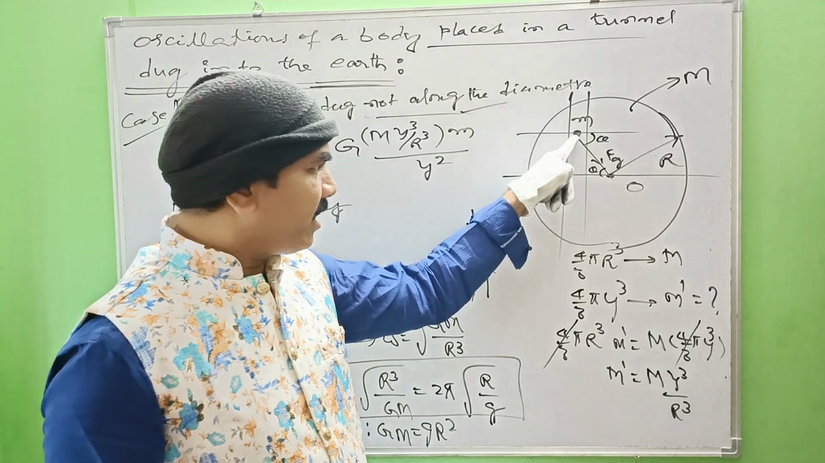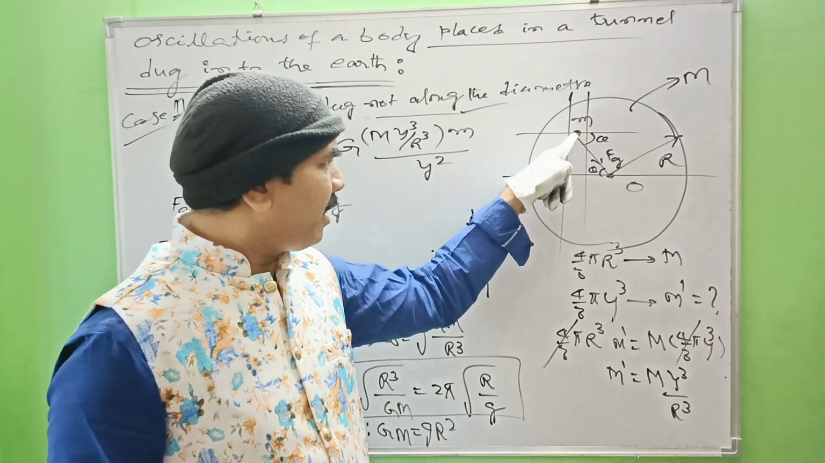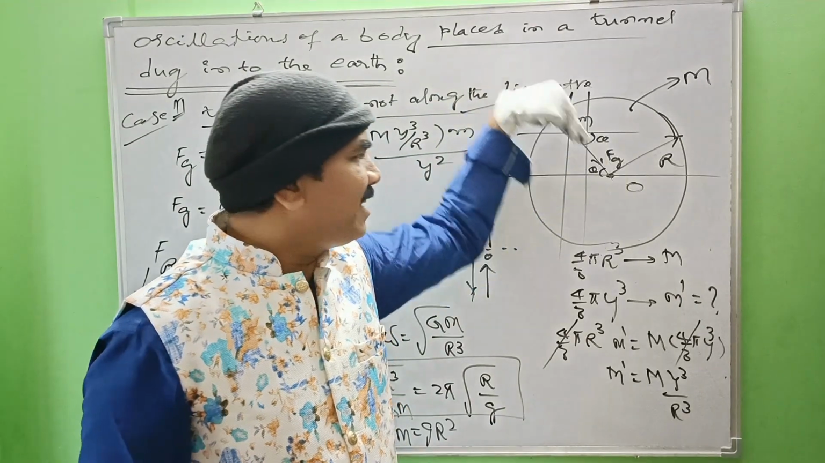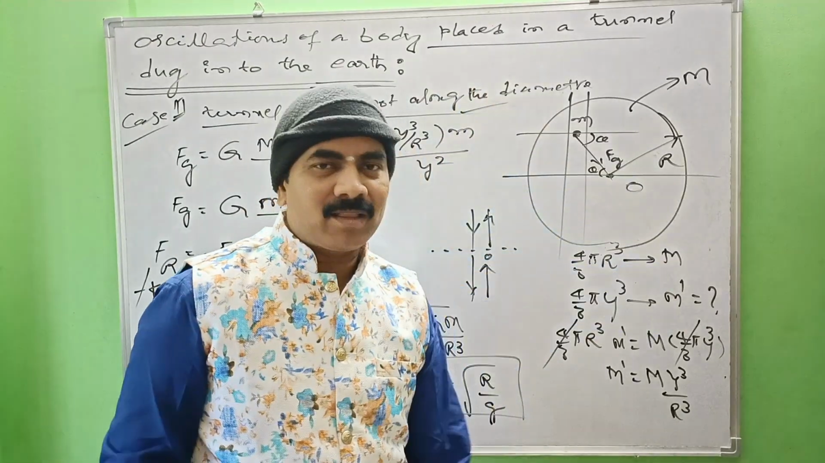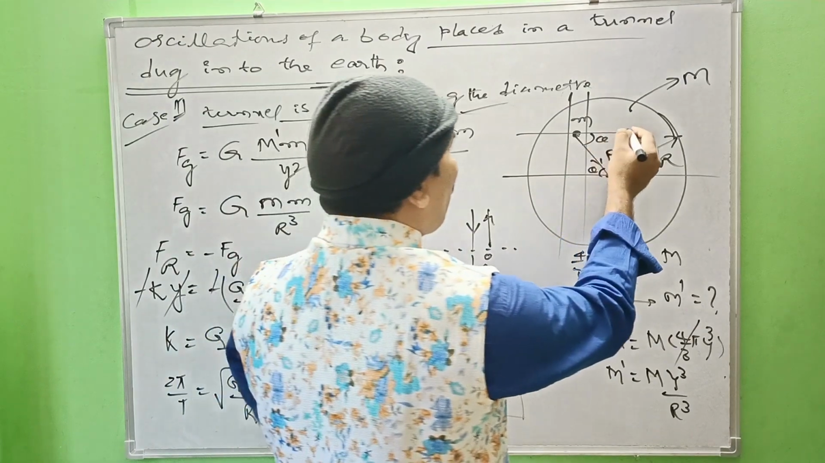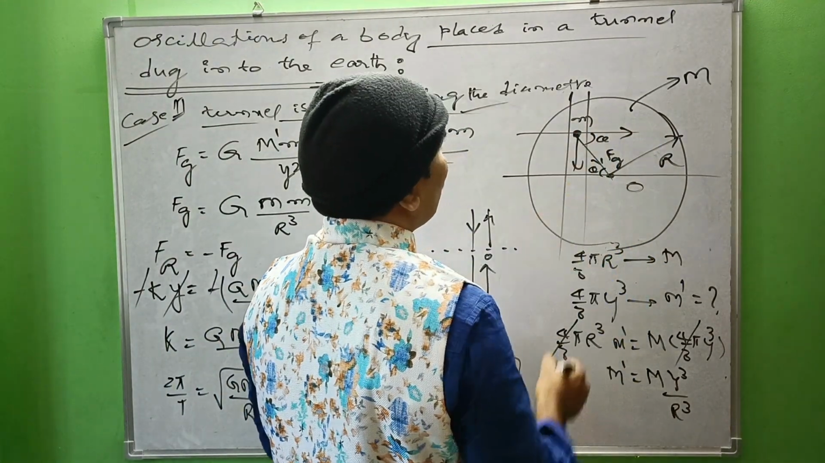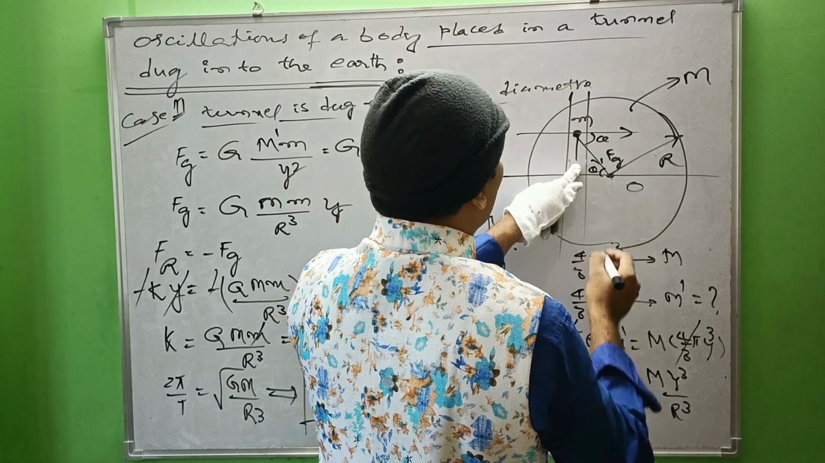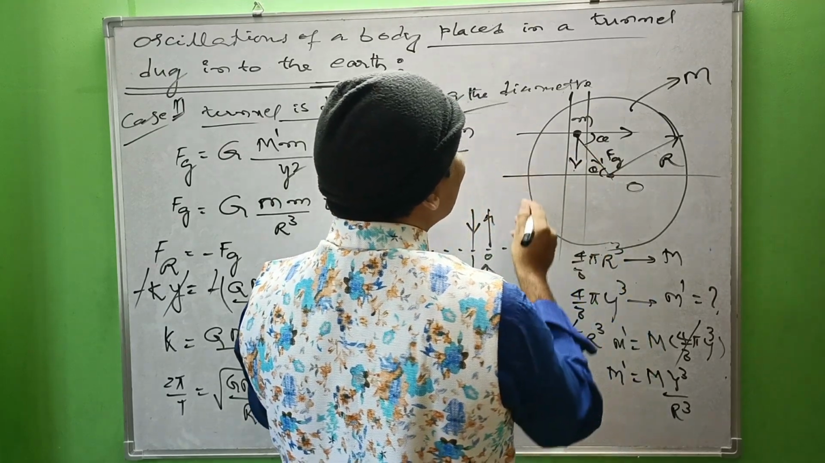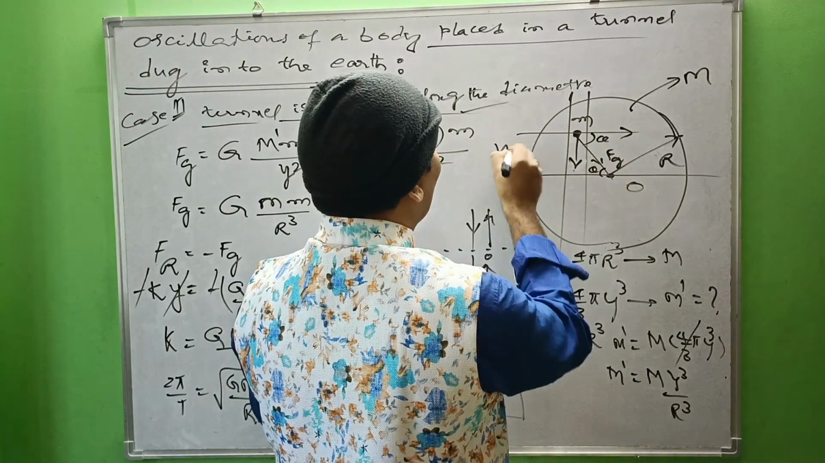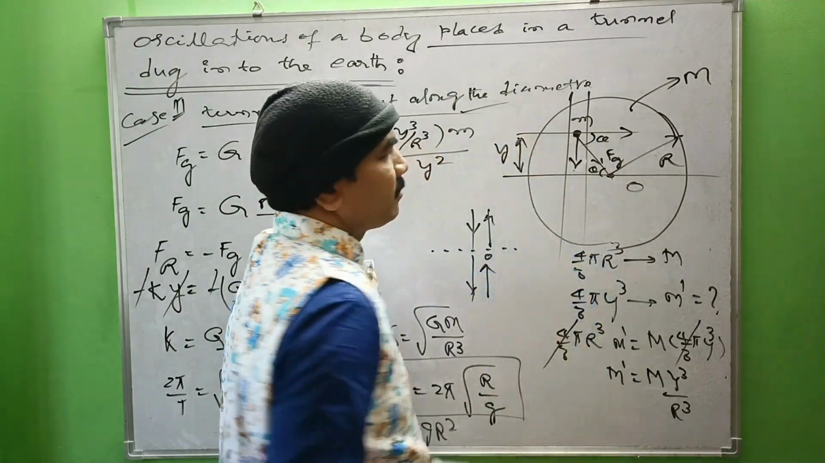Now when the body is placed somewhere here, it is pulled towards the center of the earth through gravity. That is, Fg is acting towards the center of the earth. That can be resolved into two components. One is this way, another one is this way, right? These two are nothing but the components. Now what is the distance of the particle from this horizontal line? Let it be y, right?